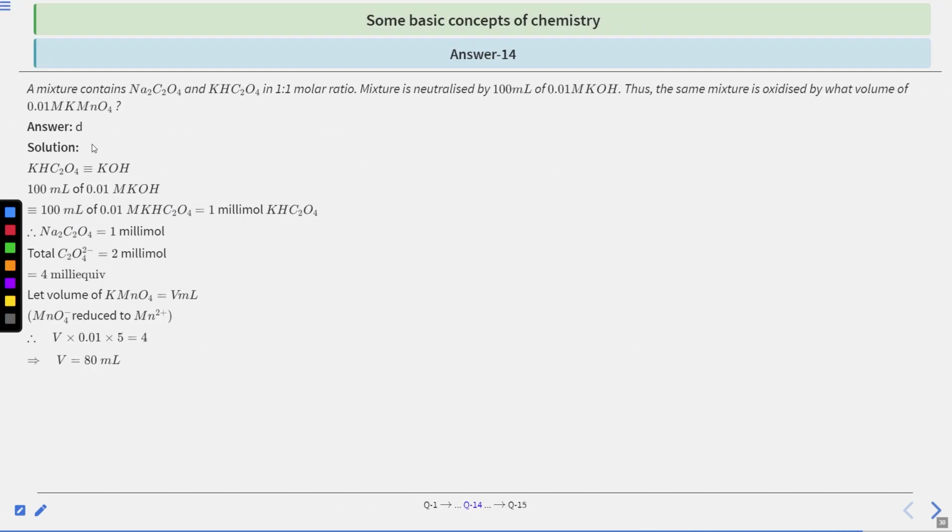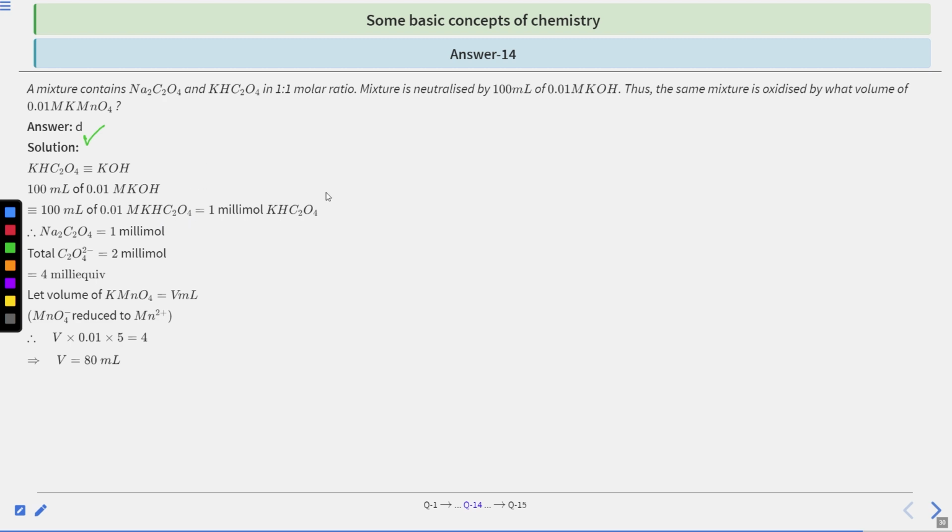Okay, so the correct answer will be option D. As given in the question, KHC2O4 will be equivalent to KOH, right? Because in the solution of Na2C2O4 and KHC2O4, the acid is KHC2O4, and when the solution is neutralized by KOH, the KOH will react with KHC2O4. So 100 ml of 0.01 molar KOH will be equivalent to 100 ml of 0.01 molar KHC2O4.